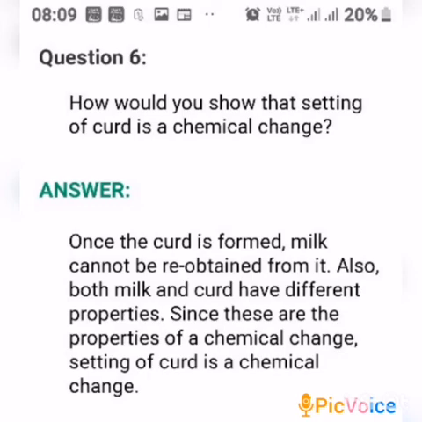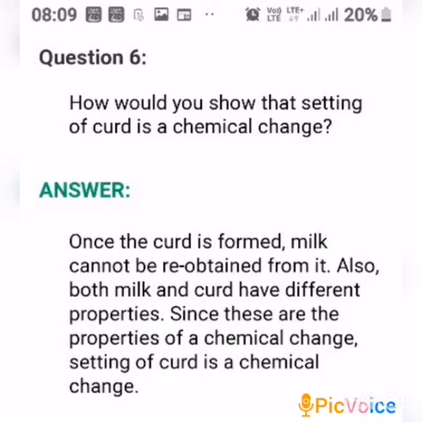Once curd is formed, milk cannot be reobtained from it. Also, both milk and curd have different properties. Since these are the properties of a chemical change, setting of curd is a chemical change.